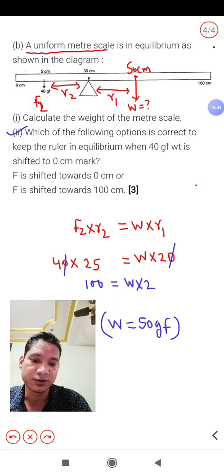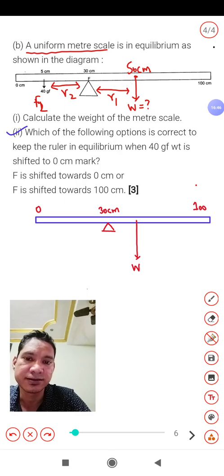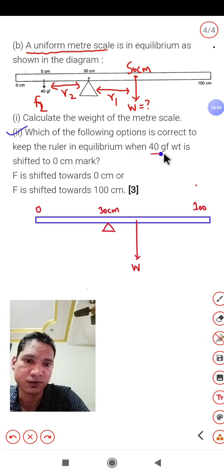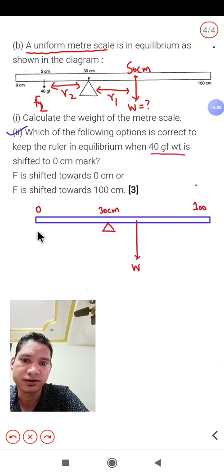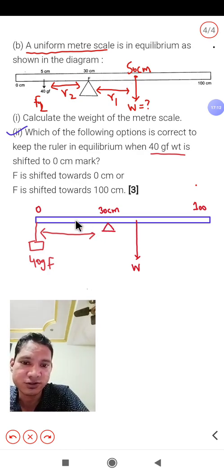Okay, so let me draw the diagram for this part. In the second part, they have asked which of the following options is correct to keep the ruler in equilibrium when the 40 gram force, I mean this weight here, I'm going to suspend it here, 40 gf. So obviously this moment will increase now. Alright, so to decrease the moment, to make it balanced once again, I need to shift the fulcrum towards 0 centimeter. So here, the first option is correct.